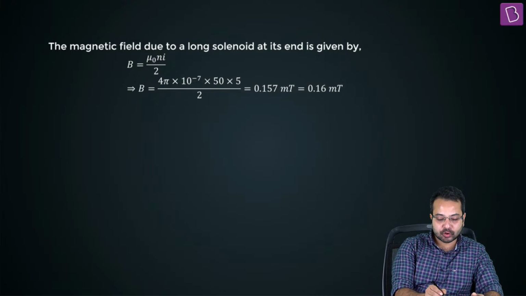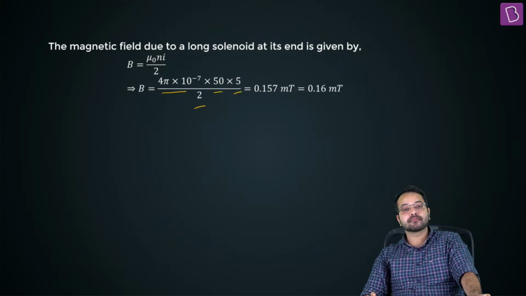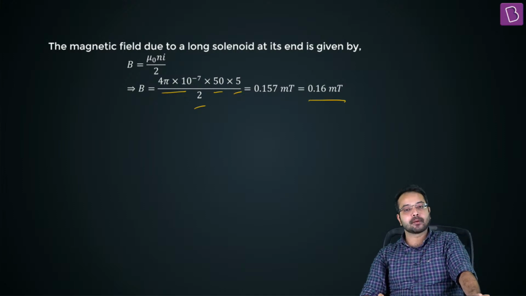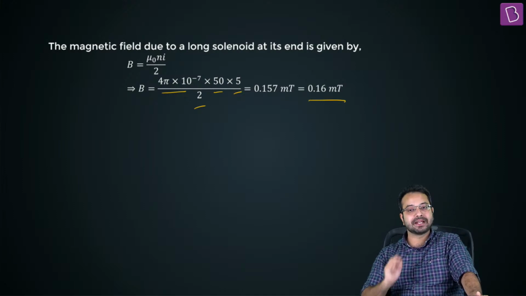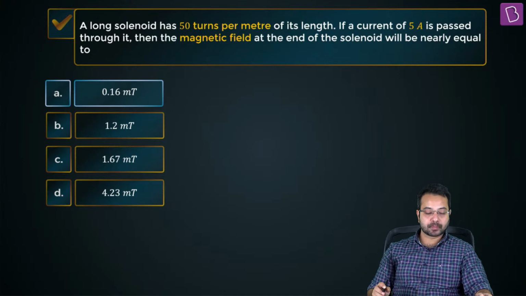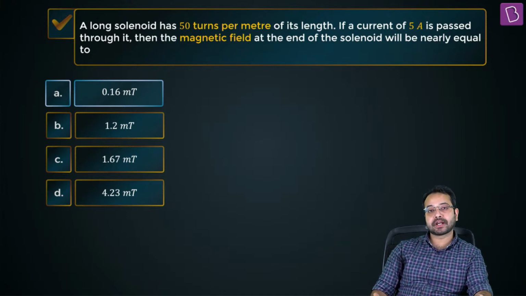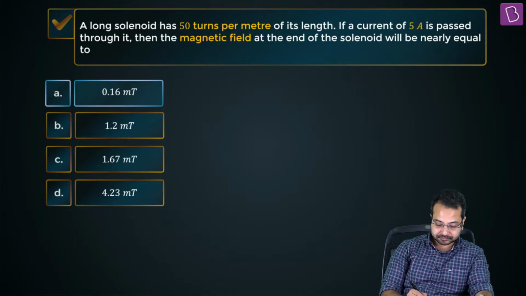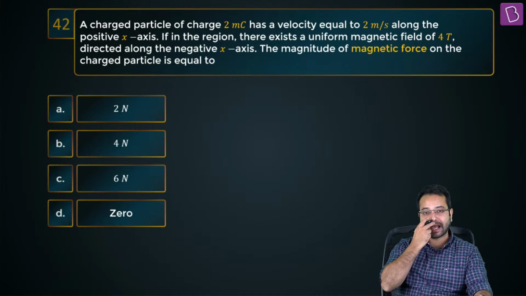So I'm going to substitute mu naught, substitute Ni, and then divide it by 2. So that is approximately going to come to 0.16 millitesla. Okay, so option A should be the right option. Perfect. What do we have next?